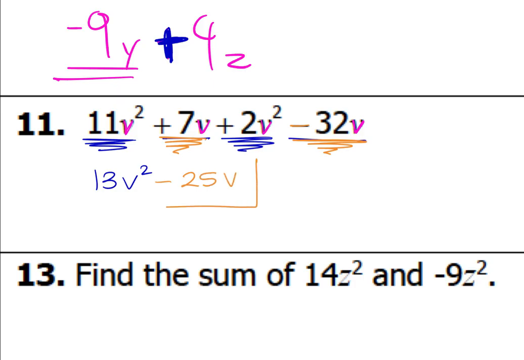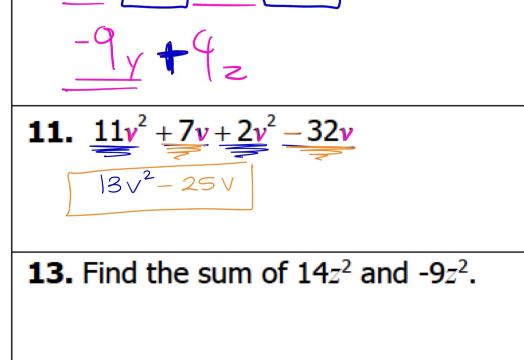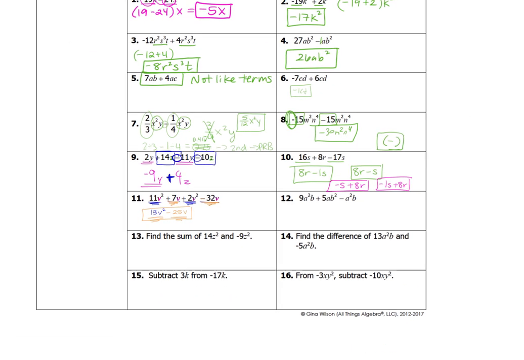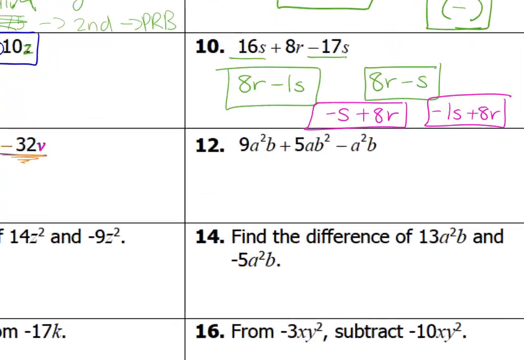Okay? So combine your like terms, but then you are not allowed to add these two together. I know they're both V's, but one's a V squared and one's a V. So don't combine them unless you have the exact same exponents. Okay? All right, last one.